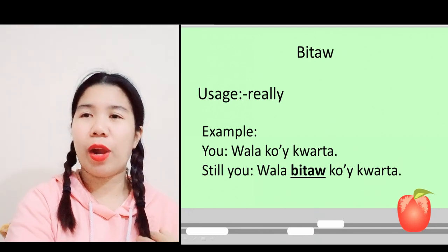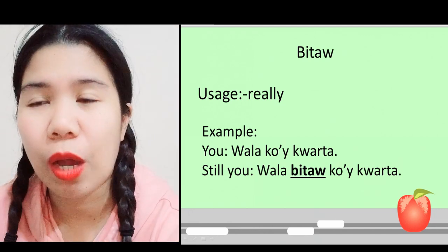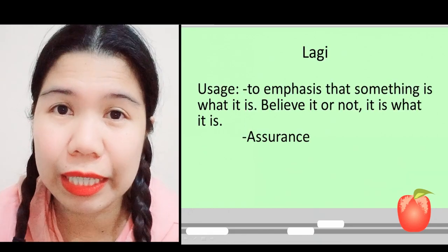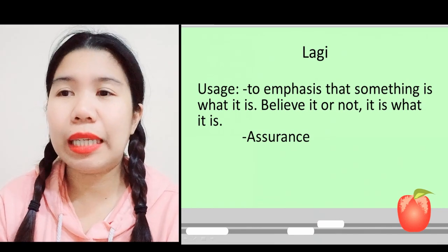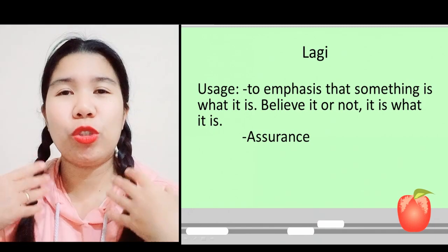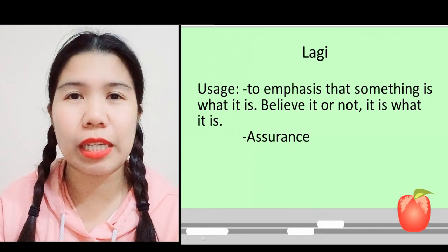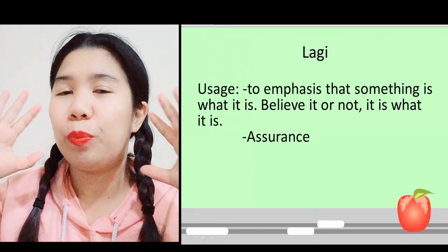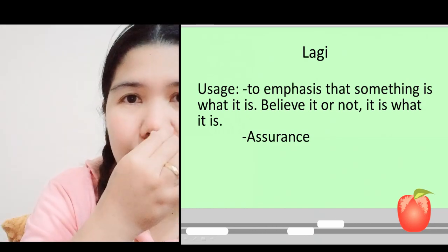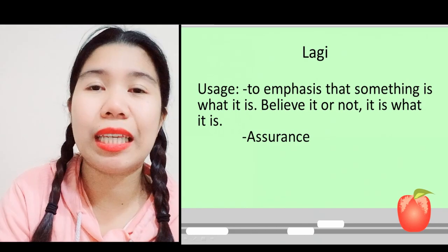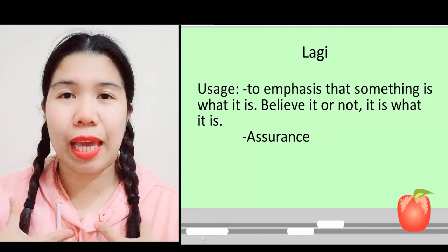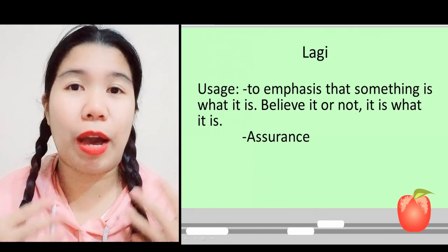Okay. Now, it's time for us to move on to the second word. What's our second word? Second word is lagi. Listen properly. Lagi. Lagi is used to emphasize something. You want to say that it is what it is. You have to believe it. Whether you believe it or not, it is what it is. That's lagi. And also, you use lagi for assurance. So you really assure somebody that what you are saying is true.